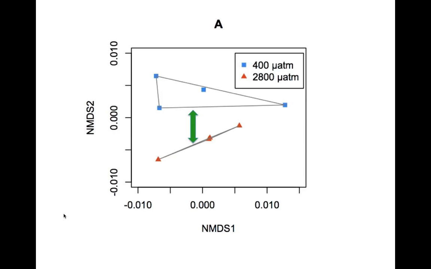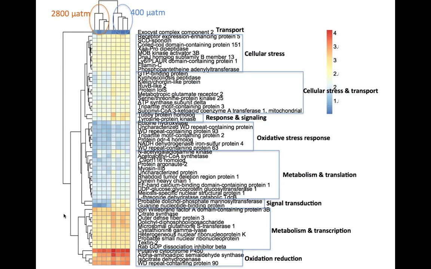So basically the proteins that are responsible for the space represented by the green arrow. And these are the proteins that are significant in terms of differential expression in that multivariate space between the 2,800 and 400 microatmospheres. And these proteins are involved in transport, cellular stress response and signaling, oxidative stress response, metabolism and translation, signal transduction, more metabolism and transcription, and oxidation reduction. And overall, these proteins are expressed at lower levels at elevated PCO2 compared to the control.